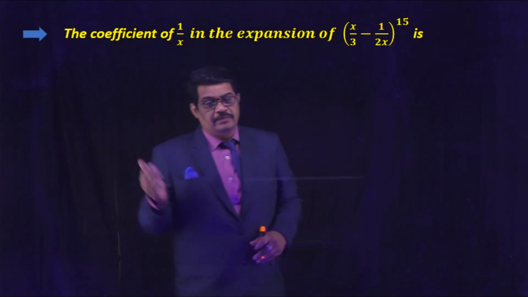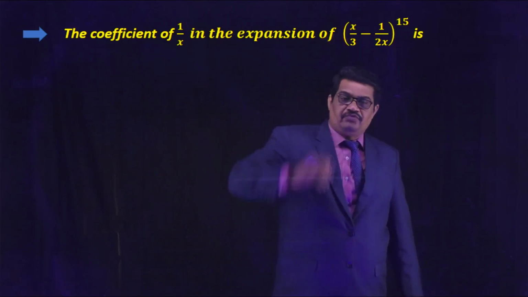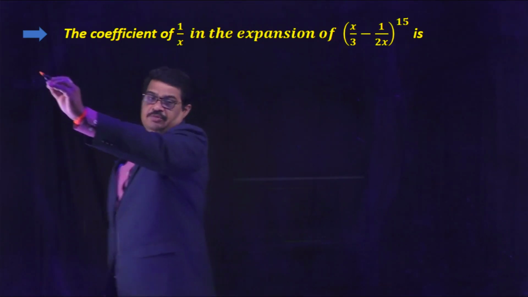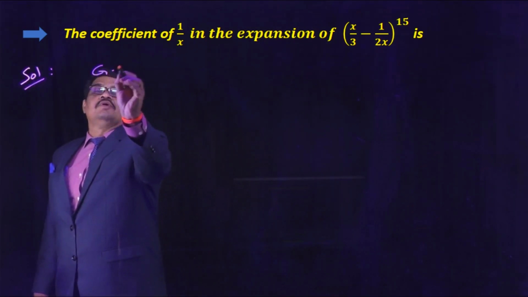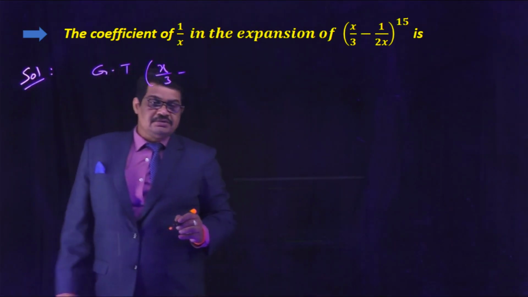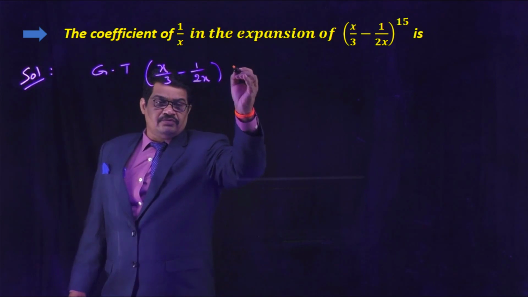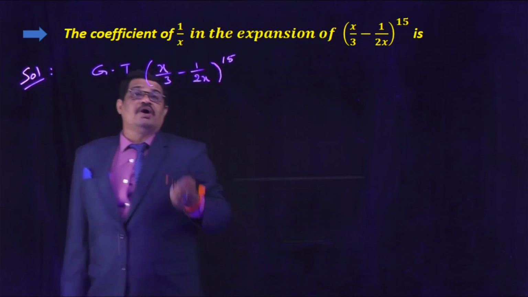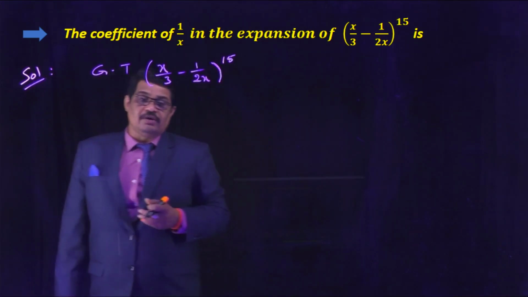Okay, see another problem. The coefficient of 1/x in the expansion of (x/3 - 1/(2x)) whole power 15. In that expansion, we have to find the coefficient of 1/x. Okay, that is the problem. See the solution. The given expression is (x/3 - 1/(2x)) whole power 15. In that expansion, we have to find the coefficient of x to the power of minus 1, that is nothing but the 1/x coefficient.